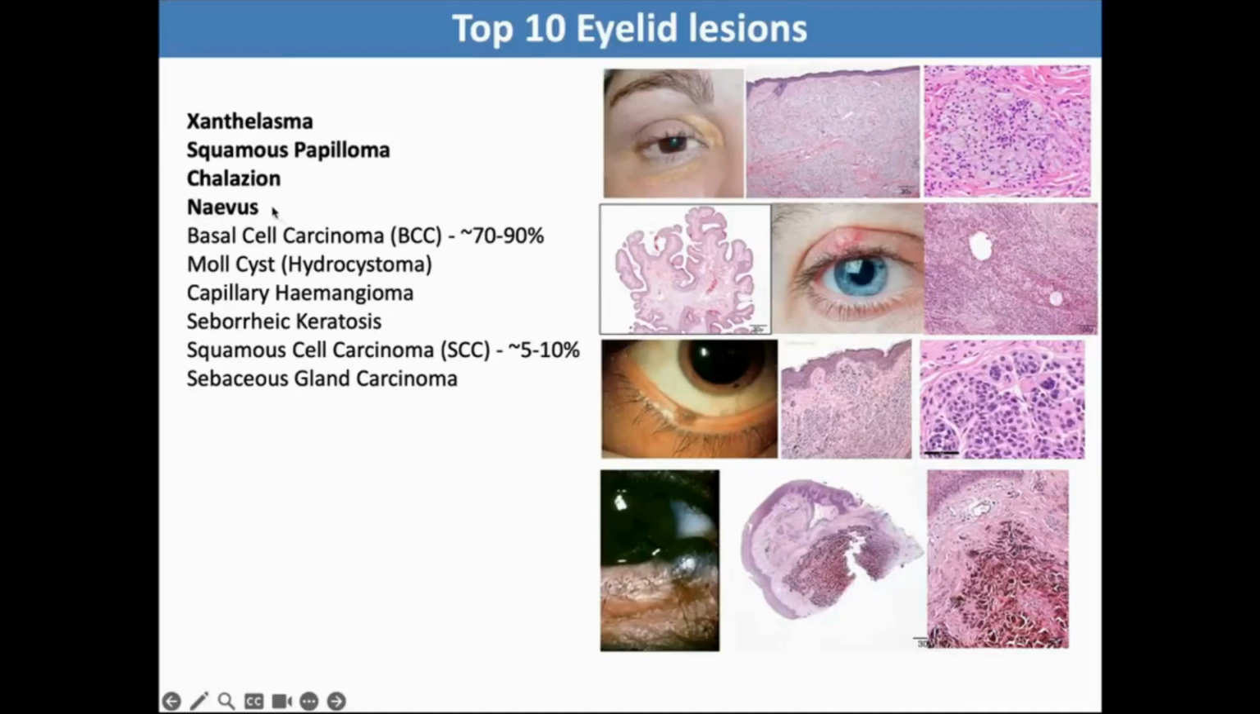Then we have nevi, and nevi can affect both the upper and the lower eyelids, typically well circumscribed and more often not ulcerating. They can be purely dermal, or can involve the overlying epidermis and so be a compound nevus. So that is the classic morphology of a nevus, and similarly with the immunohistology, which I'll show later when I demonstrate the conjunctival nevi.